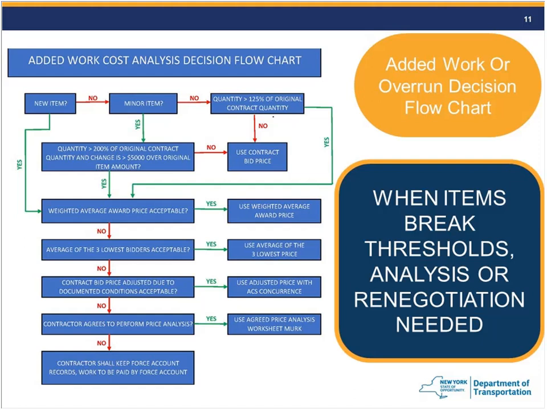So basically, the takeaway from here is when an item breaks a threshold, an analysis or a renegotiation is needed. So you can see even some of these, and we talked about next week, sometimes we are able to use the bid price because it compares favorably to some other things. We can just extend that.